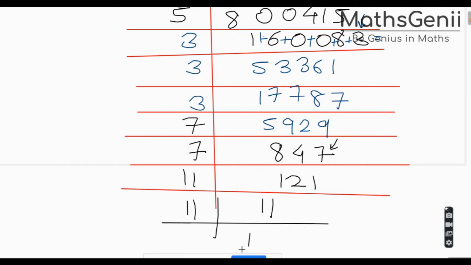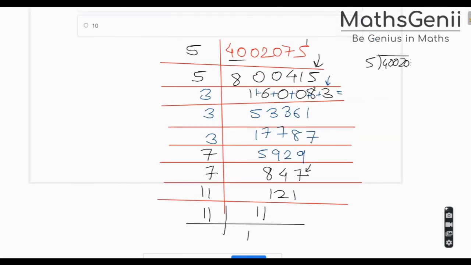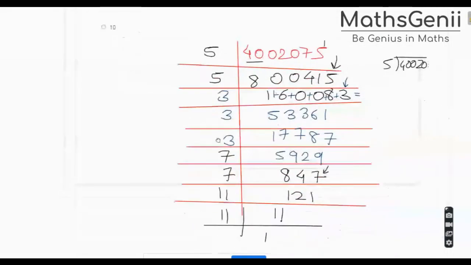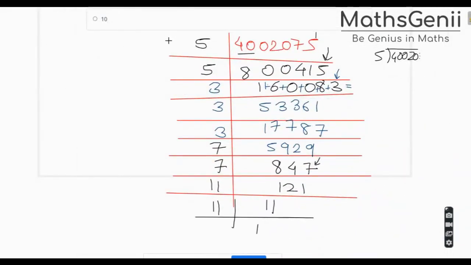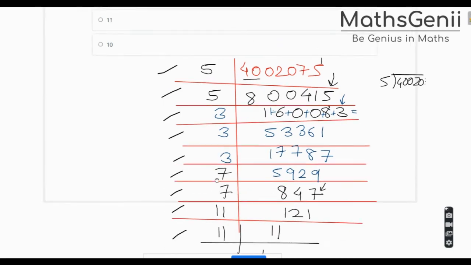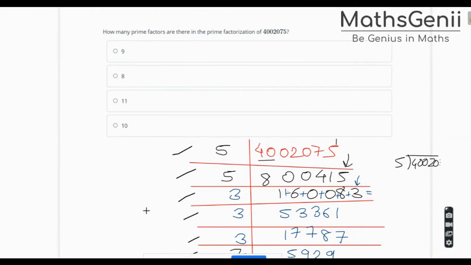So, now we are at the end. And now let's count the factors. What did he ask me in the question? Number of factors. So let's count the number. 1, 2, 3, 4, 5, 6, 7, 8, 9. So 9 is your answer.